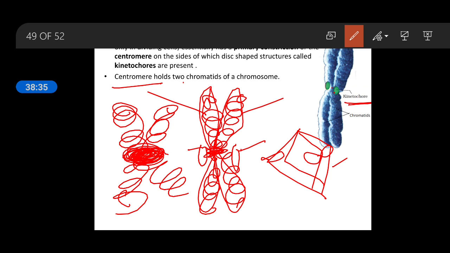So this structure is known as a chromosome: two chromatids and one primary constriction. This primary constriction is known as the centromere, and on the centromere two disc-like structures are present, known as kinetochore. So this is the whole structure of a chromosome.